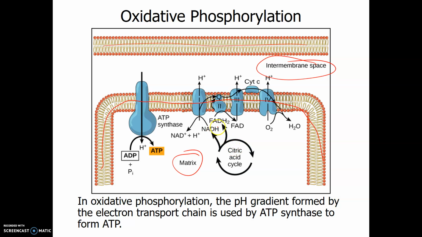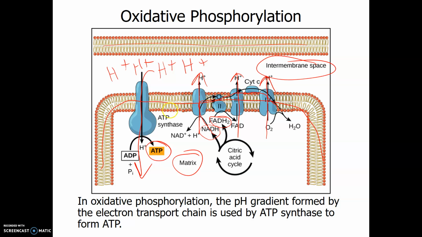The NADHs and the FADH2s are coming from the citric acid cycle, and they're providing electrons and hydrogen ions to this electron transport chain. The flow of electrons down the electron transport chain is generating the energy to pump hydrogen into the intermembrane space. Then as the hydrogen ions build up, this is the chemiosmosis part, they're going to flow from their high concentration to their low concentration back into the matrix.